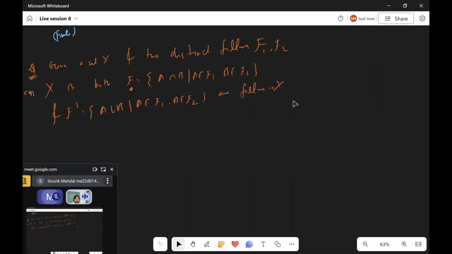So these are two filters on X. Basically, you need to find an example of a space X and distinct filters F1, F2 such that their intersection and their union are also filters on X. This is also not very difficult.